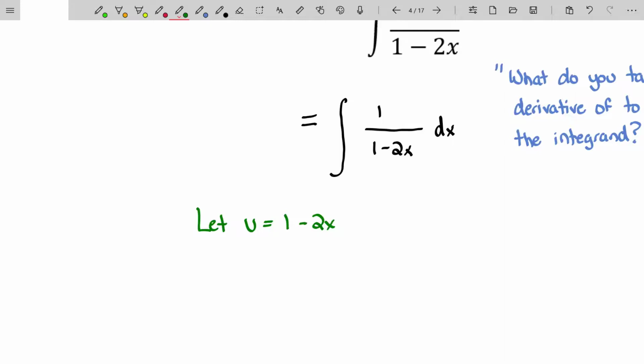Now, when I transform into the world of u's, I need to get rid of this dx as well. So let's go ahead and say the differential of u is the derivative of this right-hand side. That'll be a negative 2 times the differential of the variable on the right-hand side. So du is a negative 2 dx. That is, wherever I see a dx, I can replace it with a negative 1/2 du.